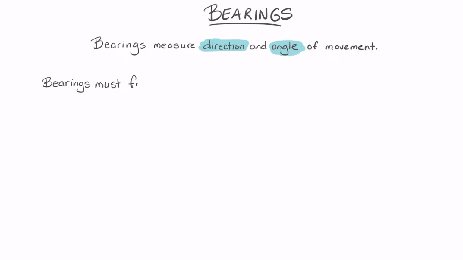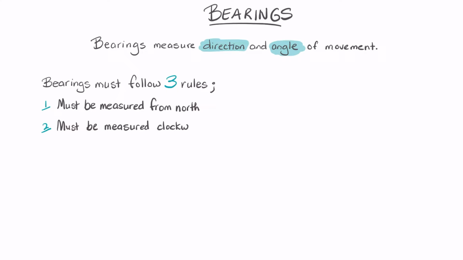Bearings must follow 3 important rules. The first is that bearings must be measured from north. Secondly, bearings must be measured clockwise. And thirdly, bearings must contain 3 digits. To understand what this means, let us look at an example.